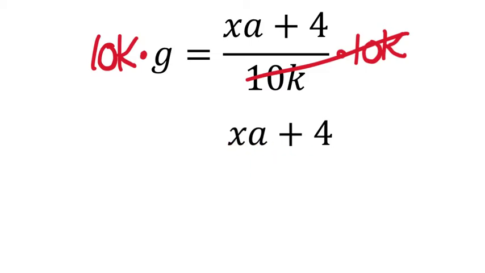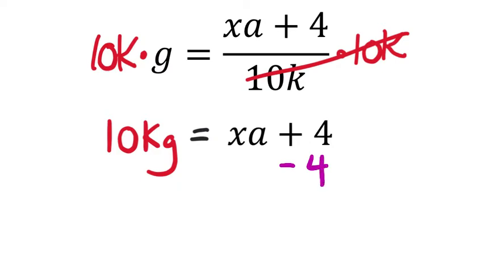And then on the left, I would have 10 times k times g. And that would equal xa plus 4. So we're pretty close here, right? In the end, we just want this to be x equals. So that plus 4, I don't want anything added or subtracted to my x term. And you could think of a as a number. Right? If this was 5x plus 4, you'd probably know to subtract 4 from both sides. So that's what we need to do next.